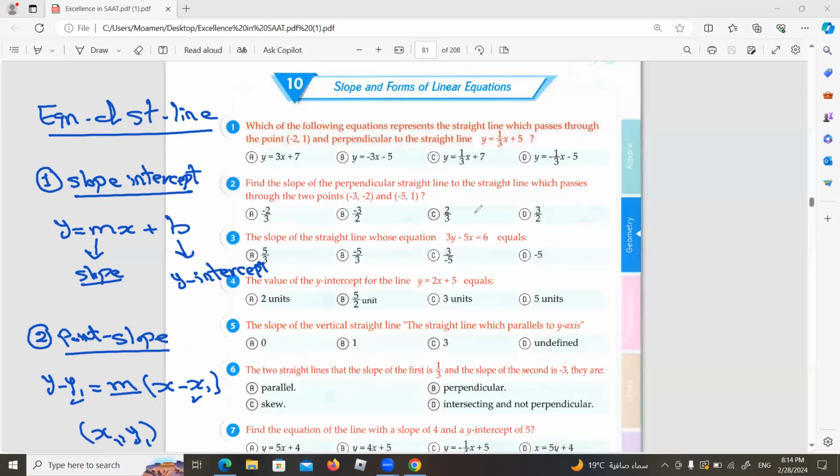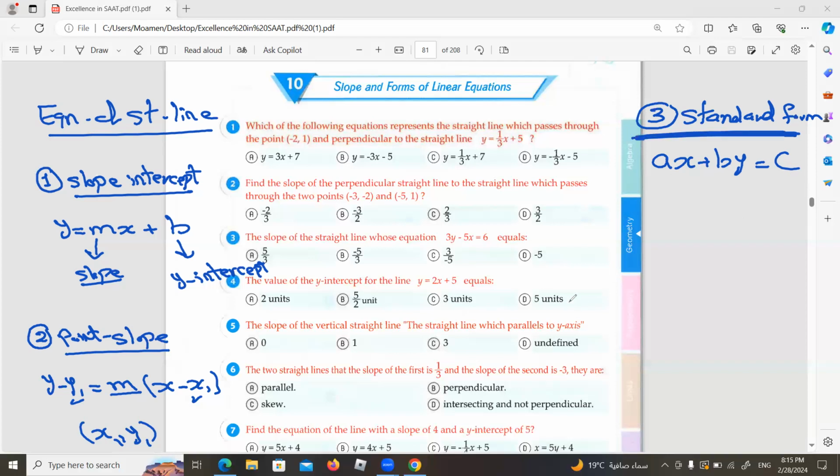So if you have a point, you can replace x1 and y1 by the values of x and y in the point. And we're going to the third form, which is called the standard form. What is the standard form? The standard form of the linear equation or the line is ax plus by equals c. It means you have x and y on one side of the equal sign, and a free term or a constant on the other side. So this is the standard form.